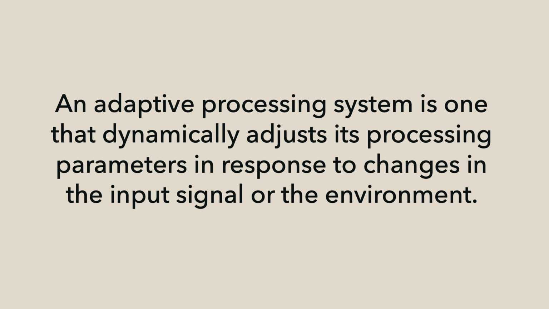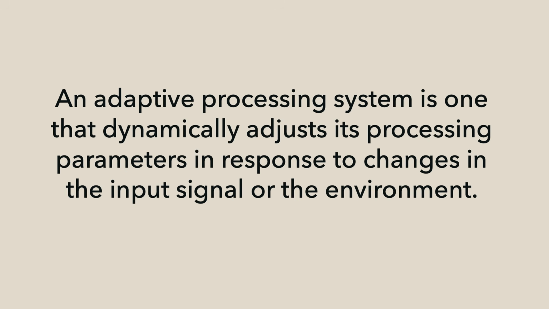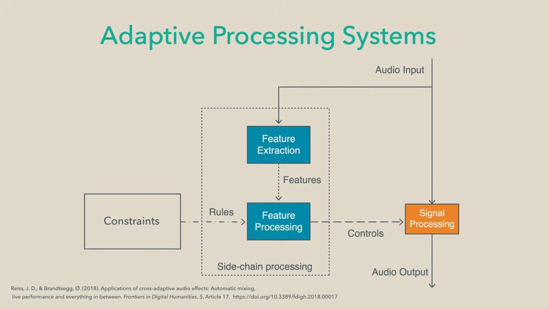An adaptive processing system is one that dynamically adjusts its processing parameters in response to changes in the input signal or the environment. Such systems are characterized by real-time analysis and feedback loop mechanisms. At the heart of these systems lies a powerful three-stage pipeline: feature extraction, feature processing, and signal processing, a cycle that allows AI tools to analyze, compare, and adapt their effect settings in real time.